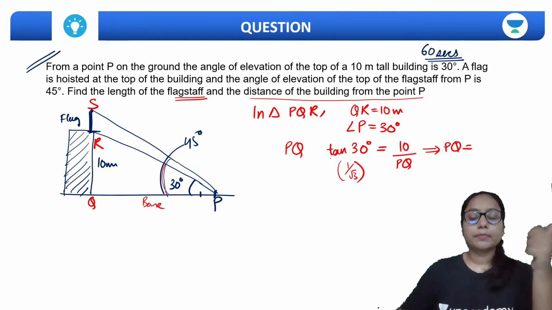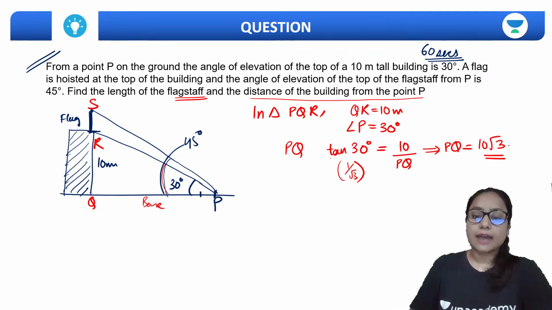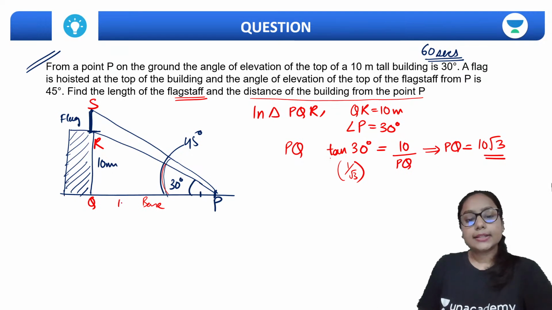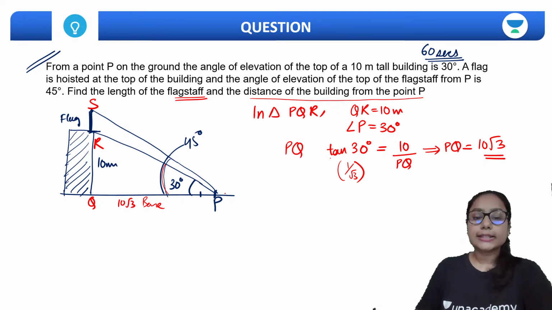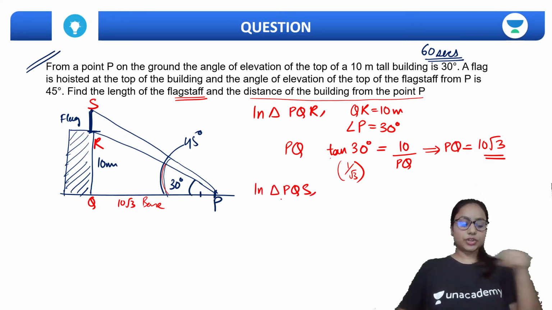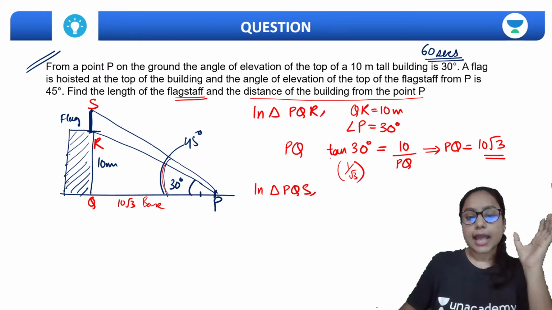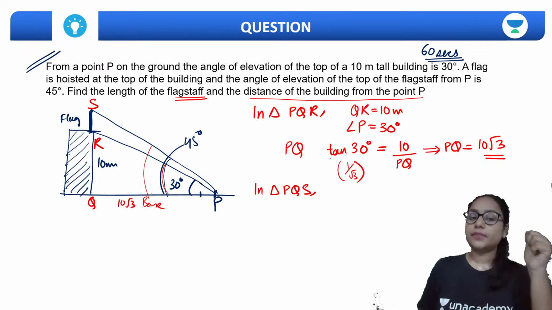Okay, so what is it? PQ will be equal to 10 root 3. Okay, PQ is 10 root 3. So I can take this value as 10 root 3. Now consider the entire triangle. Consider the triangle PQS, the bigger triangle. Okay, so in triangle PQS, this angle now is equal to 45 degrees.